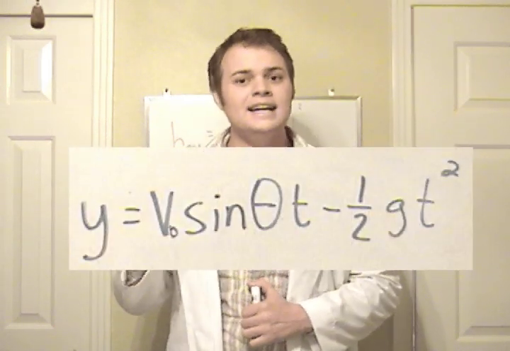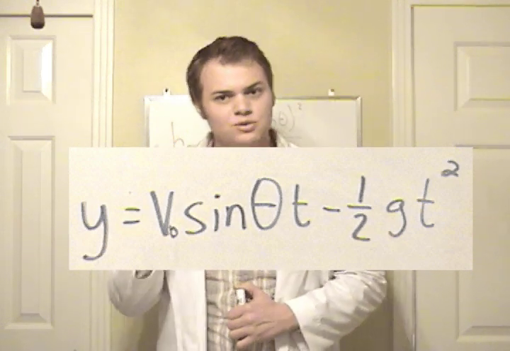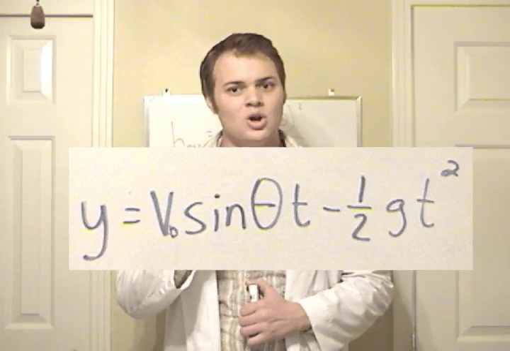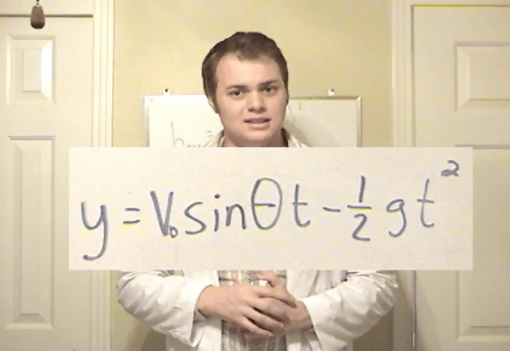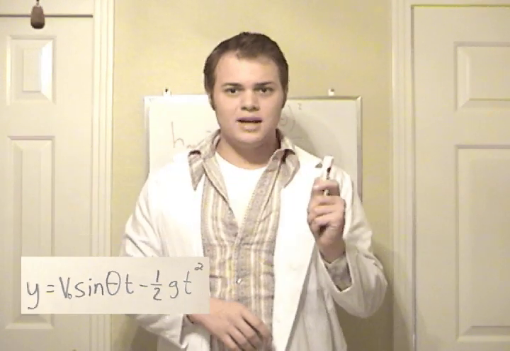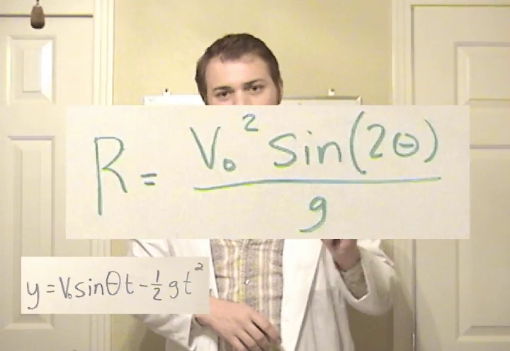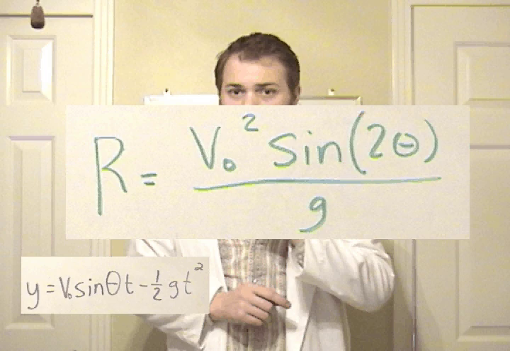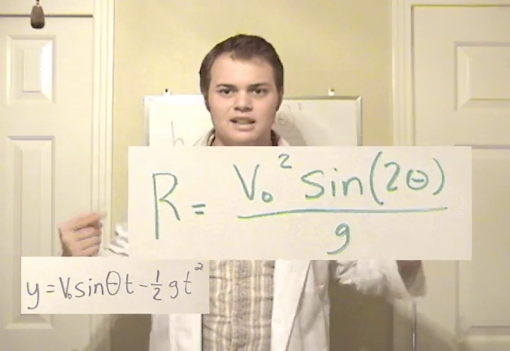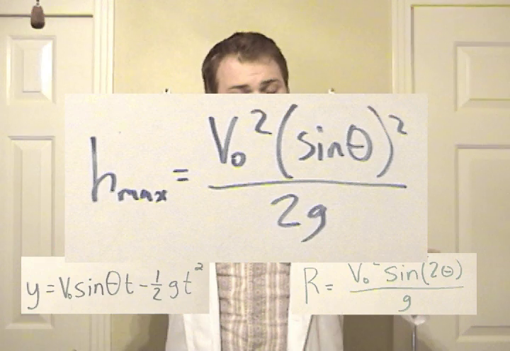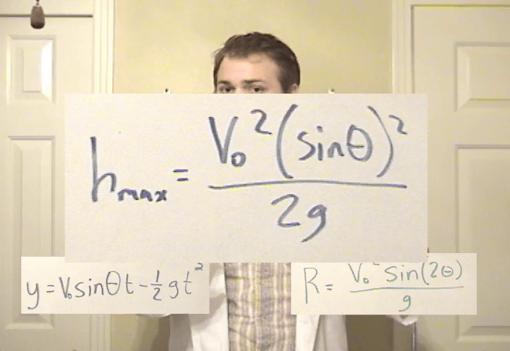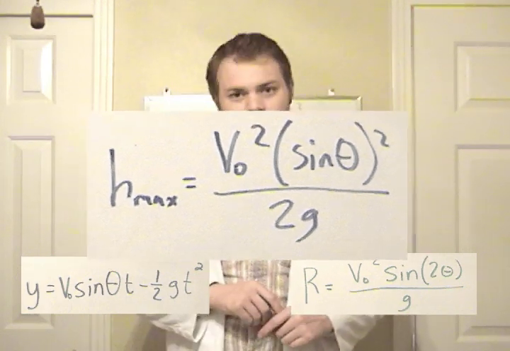So these are the equations we use when we're dealing with ideal projectile motion. Now let's go over those equations real quickly. The height of the object at any given time is given by the initial velocity, multiplied by the sine of the angle, multiplied by the time, minus 1/2 the gravity multiplied by t squared. The range of that projectile is given by the initial velocity squared, multiplied by the sine of 2 times the angle, all over gravity. And the maximum height is given by the initial velocity squared, multiplied by the sine of the angle squared, all over 2 times the gravity.